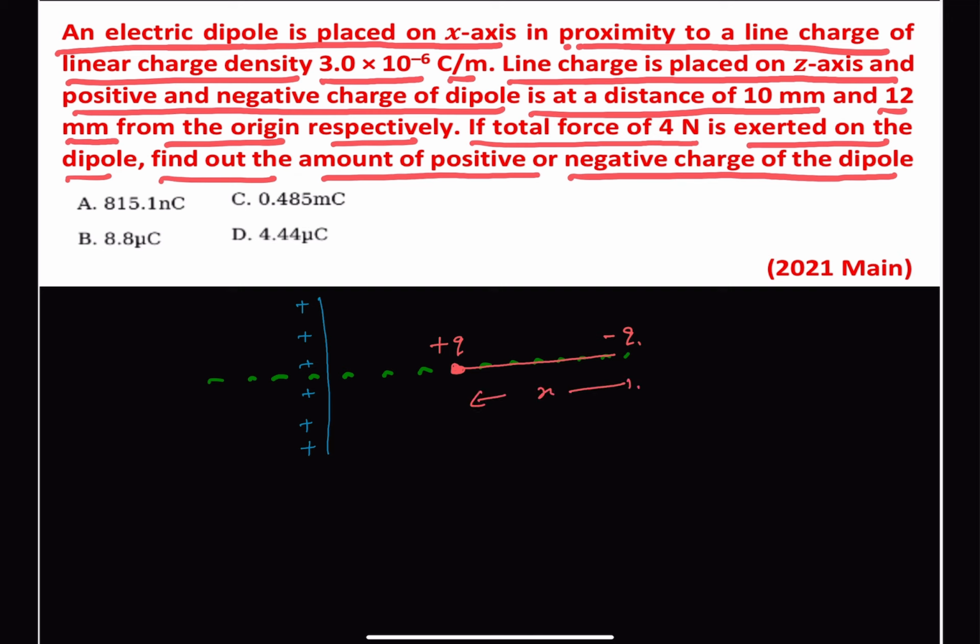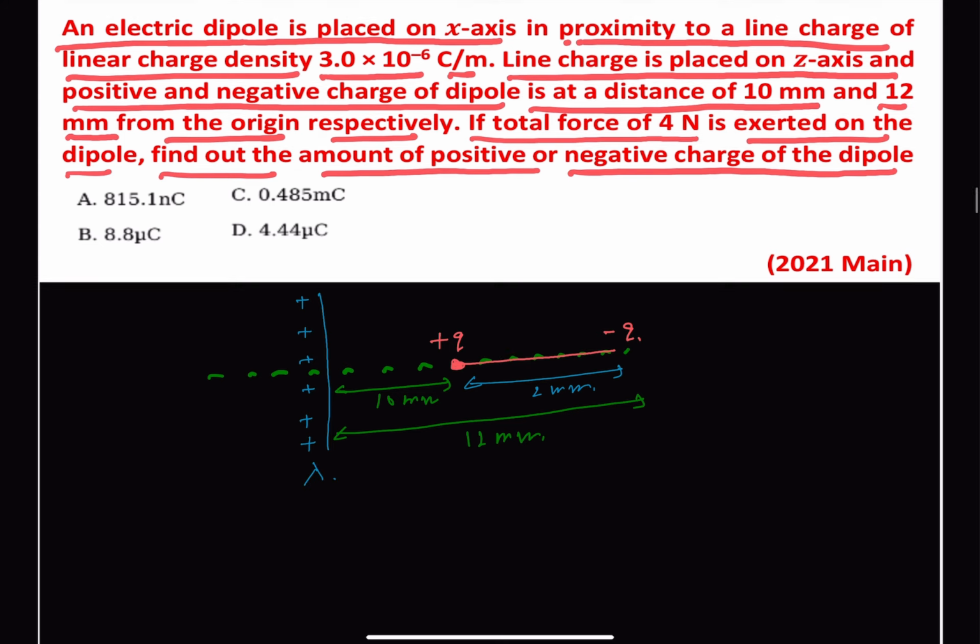Let me write it another way. We are given that the positive charge is at a distance of 10 millimeter, so this distance is about 10 millimeter, and the negative charge of the dipole is at a distance of 12 millimeter. Therefore, the distance between the charges of the dipole will be 2 millimeter. And this is the line charge. Let us suppose its charge density is given as lambda.